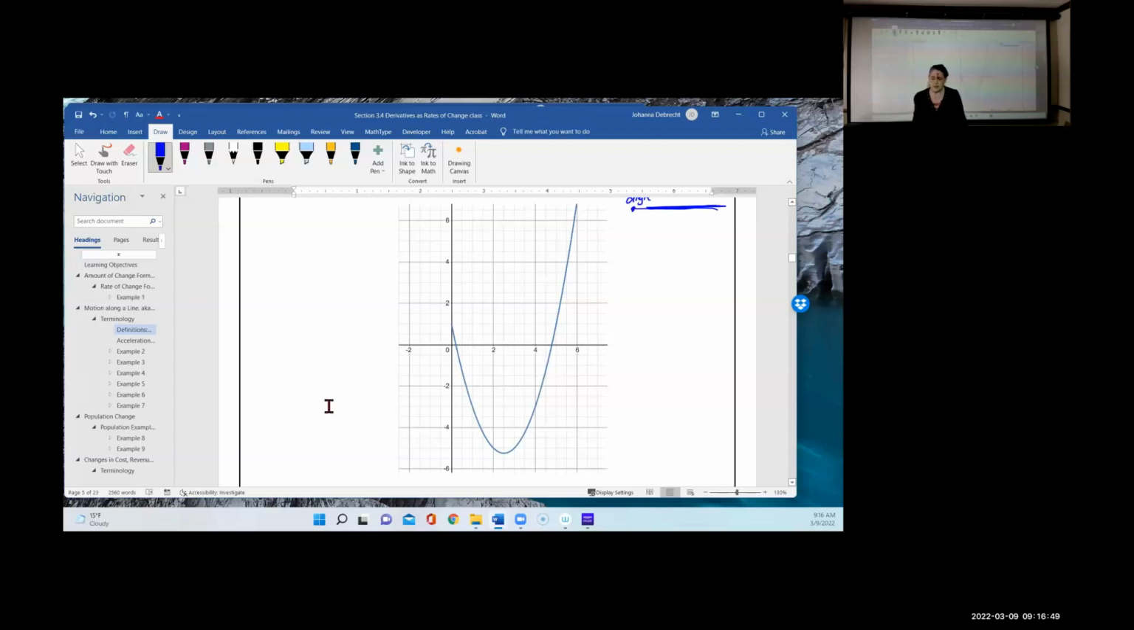All right. So when we're looking at this particular graph, we want to think about how all of this relates. This is our position right here. This is s of t.